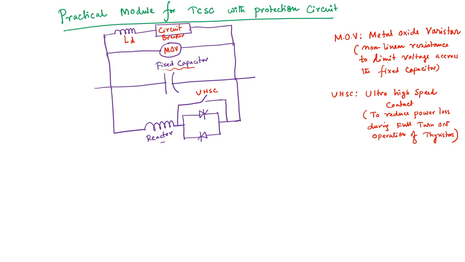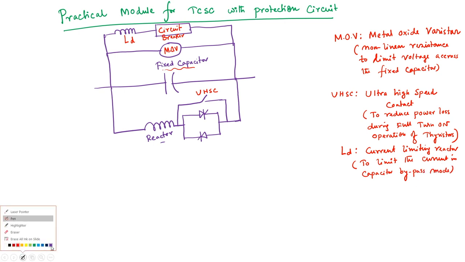Okay. So, this LD is a current limiting reactor. This is to limit the current in capacitor bypass mode. Now, what do you mean by the capacitor bypass mode?